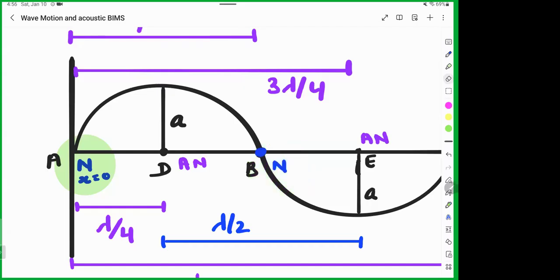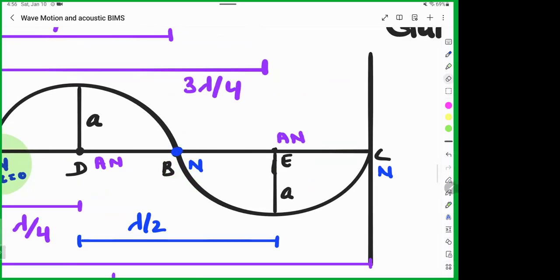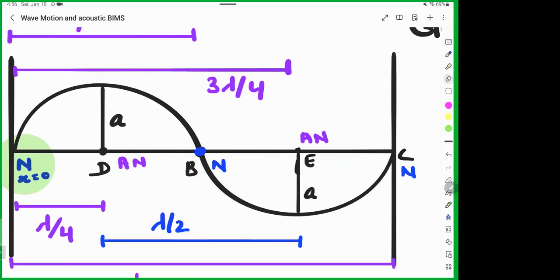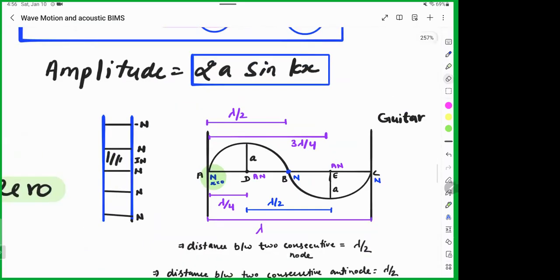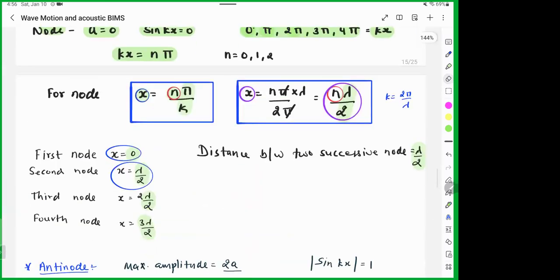Up to now. Where is the third node formed? At lambda. First node 0, second node lambda by 2, third node lambda. Can't you tell even without using any formula like this? Yes or no? And can we also say in all these situations, the gap between two nodes is lambda by 2, which we already did? Yes or no?